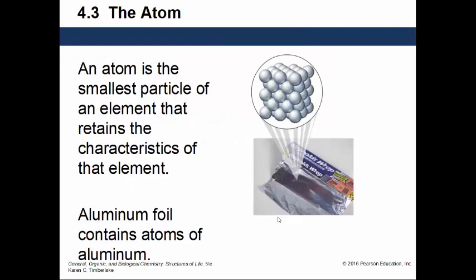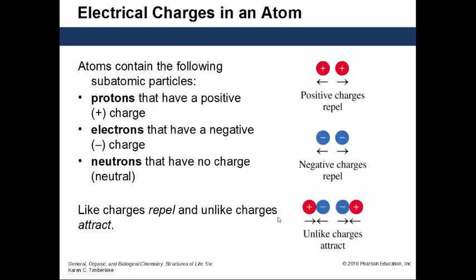Alright, now move on to the atom. The atom is the smallest particle of an element that retains the characteristics of that element. So all elements are made up of atoms. Everything is made up of atoms. So for example, aluminum foil will have atoms of just aluminum. There are some main particles that make up the atom, and there are particles that are smaller than these that we'll mention, but we'll talk about the three principal components of the atom. They will vary in their location and their electrical charge.